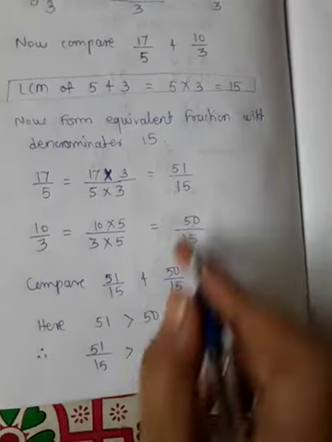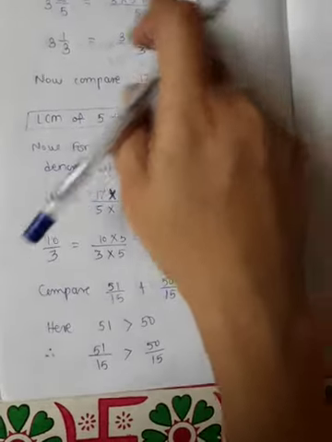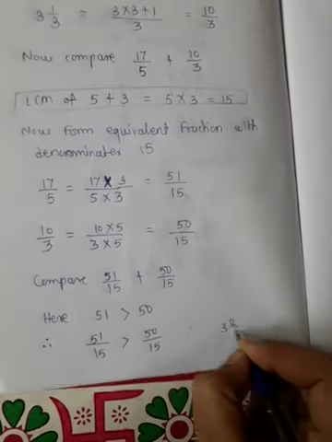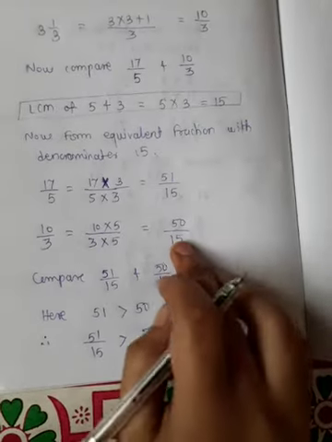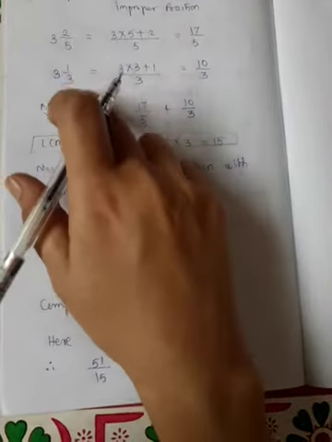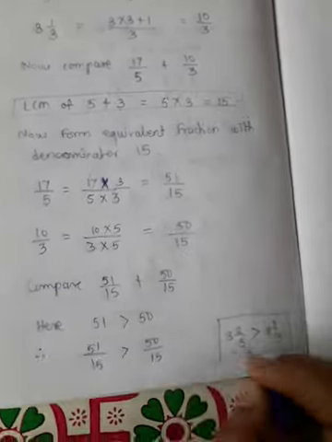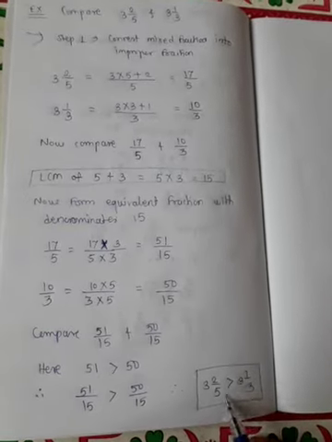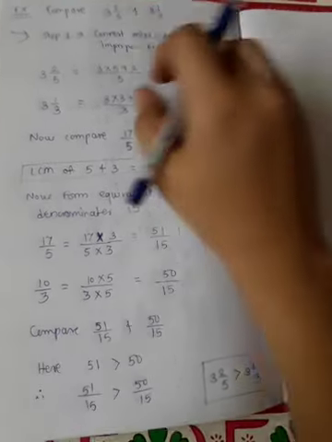And 51 upon 15 is nothing but 17 by 5, and 17 by 5 is nothing but 3 2 by 5. So therefore 3 2 by 5 is greater than 50 upon 15. 50 upon 15 is nothing but 10 by 3, and 10 by 3 is nothing but 3 1 by 3. So here we have compared the given two fractions. 3 2 by 5 is greater than 3 1 by 3. Like this we can compare any two mixed fractions.